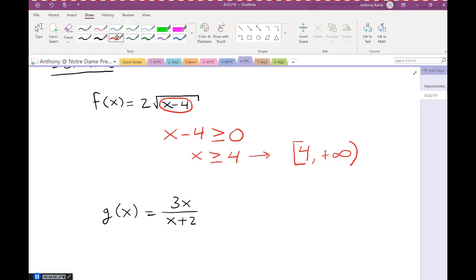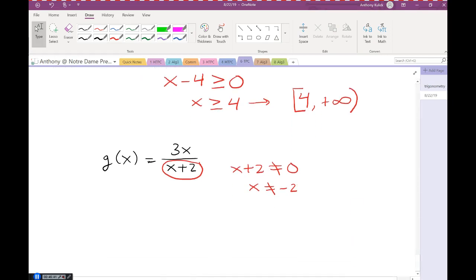Our next example, is there a square root going on in here? No. Is there division? Yes. Where's the problem with division? It's if the denominator equals 0. So let's say the denominator can't equal 0, because that's the thing that's a problem. Everybody okay with that idea? If I solve then, I can subtract 2 from both sides, and I have x is not equal to negative 2.